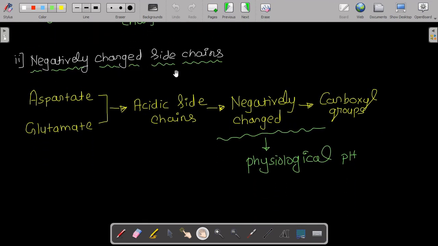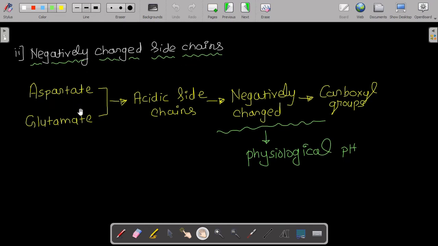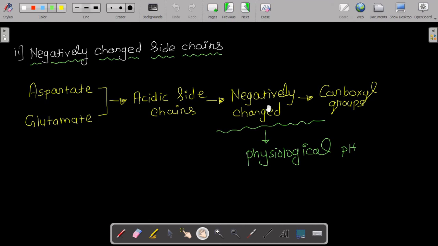Okay, amino acids which have negatively charged side chains. Aspartate and glutamate have acidic side chains as they contain negatively charged carboxyl groups at physiological pH. The side chains of aspartate and glutamate have a negatively charged carboxyl group at pH 7, and that is the reason why it is said that aspartate and glutamate have acidic side chains.